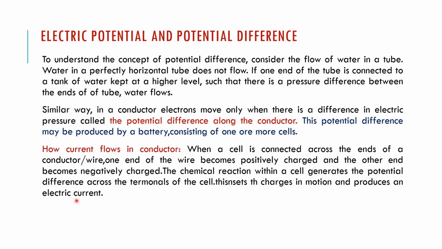So basically, in order for the electric current to flow in a conductor, what is required? A potential difference is required. Very, very important point. Okay, very important concept. Potential difference is required. So in order to provide this potential difference, how is it provided? Using a cell or battery. It can be a cell.